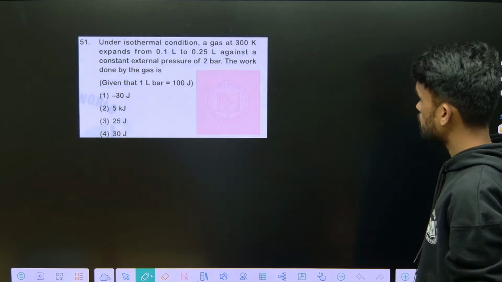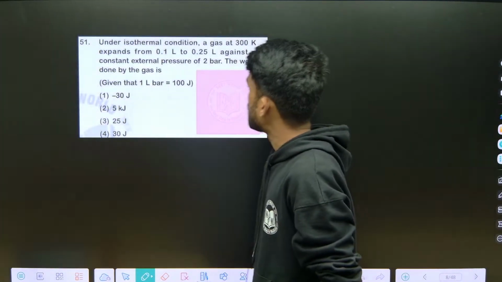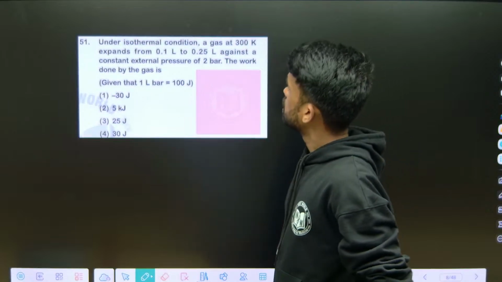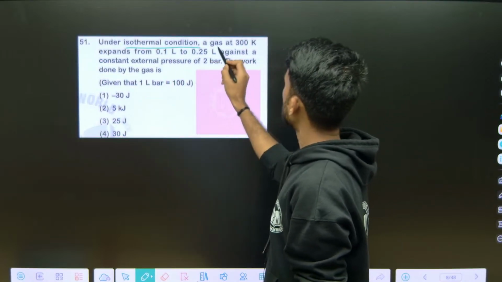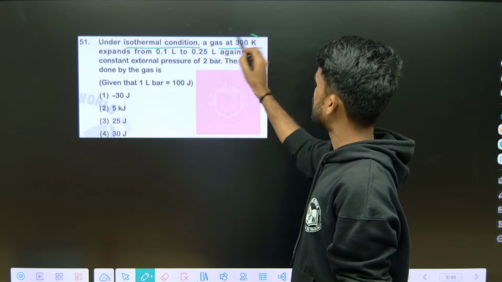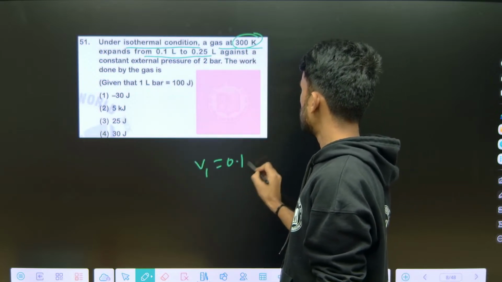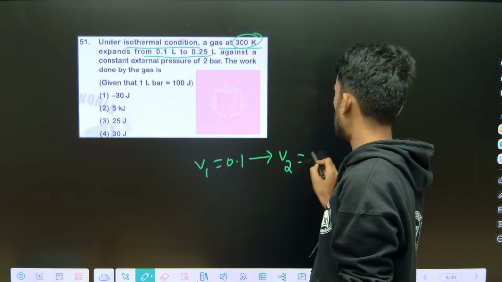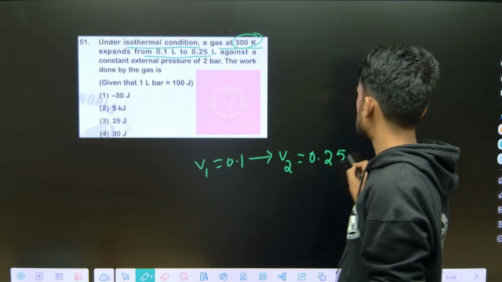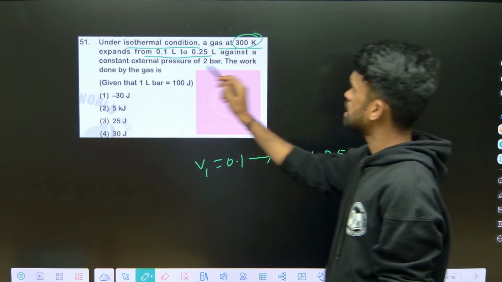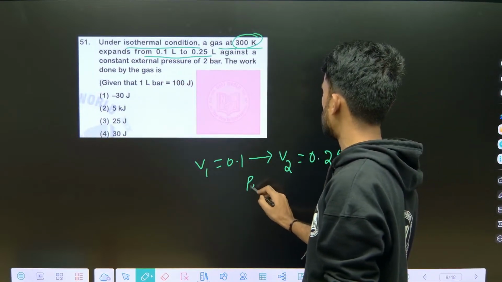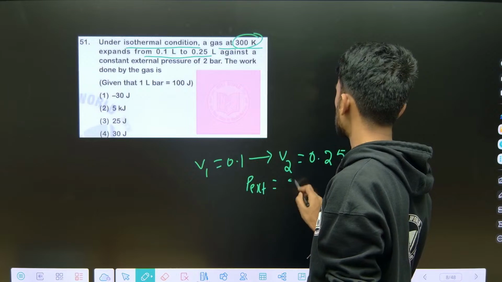Next, this is from thermodynamics. See, the work done formula. Under isothermal conditions, at a particular temperature, the gas expands. V1 is 0.1, and V2, since expands means volume should increase, is this much, the final value. Okay, against a constant pressure. How much did they mention for P external? P external is 2 bar.